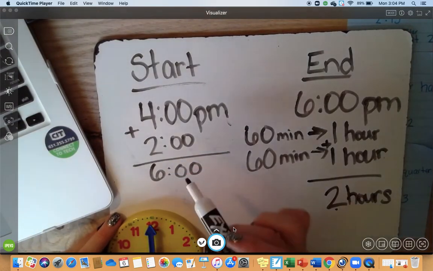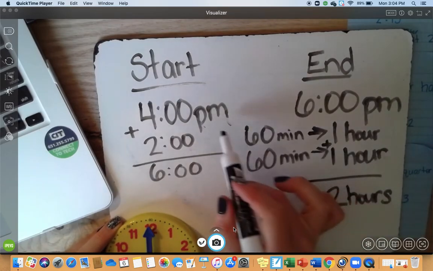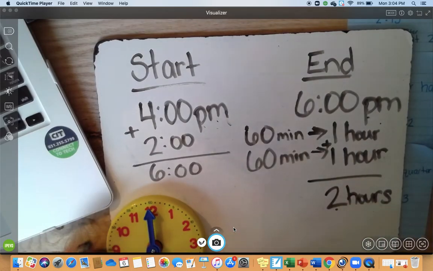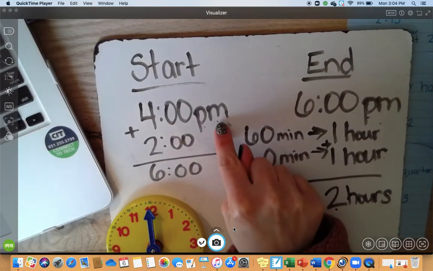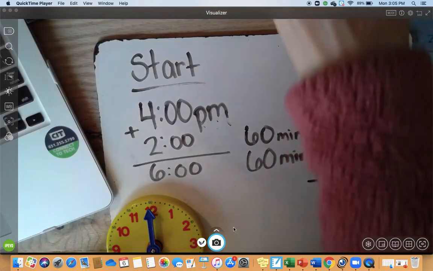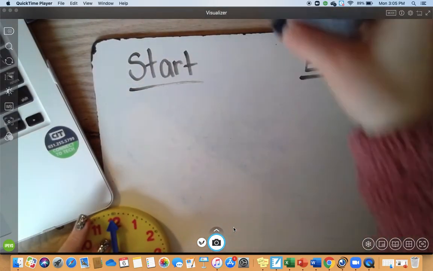Now, my friends, this trick works a lot of the times if they both say PM or if they both say AM. It gets a little trickier if one says AM and one says PM. Okay. Let's try another one. You guys are getting really good at this. I can tell, even though I'm not right there with you. I'm guessing that you're really good at this.